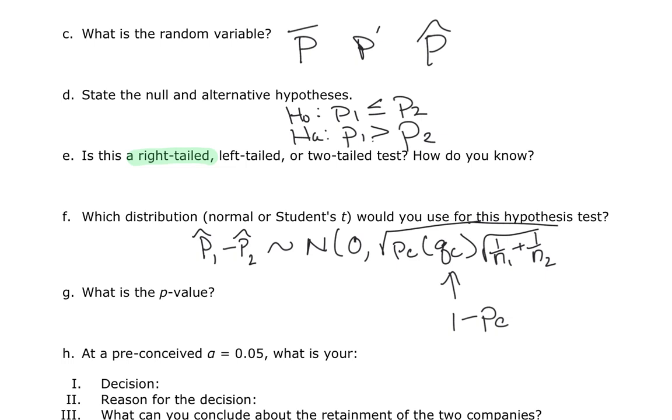And that's not a square root, let me erase that. That is not a square root. The square root is on the outside. It's just 1 over N1 plus 1 over N2, with the square root over the entire thing.